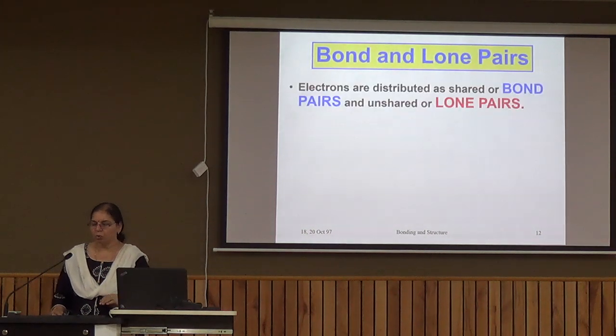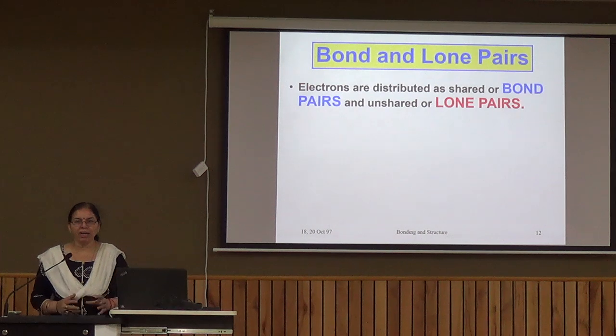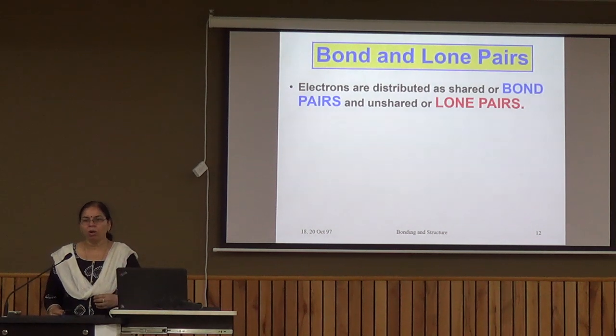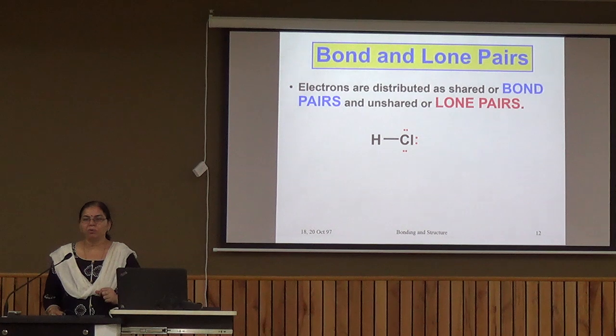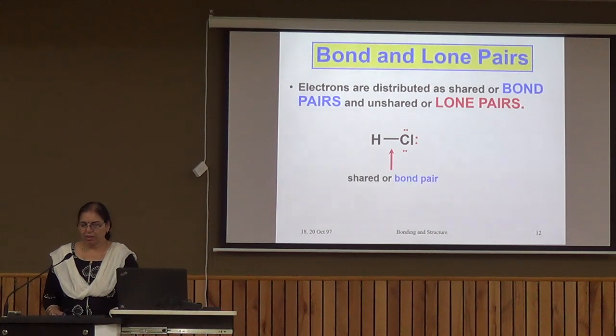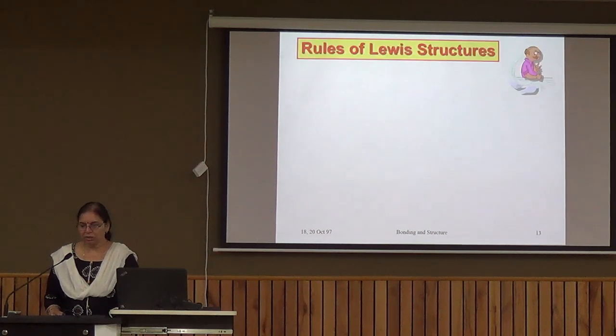Now bond pairs and lone pairs. Electrons are distributed as shared or bond pairs and unshared or lone pairs. It means we can divide the electrons present in the outermost shell as lone pairs or bond pairs. Now see, here in hydrogen only one bond pair is there, while in Cl one bond pair and three lone pairs are present. One shared pair or bond pair and unshared or lone pair electrons are present. This is known as the Lewis electron dot structure.